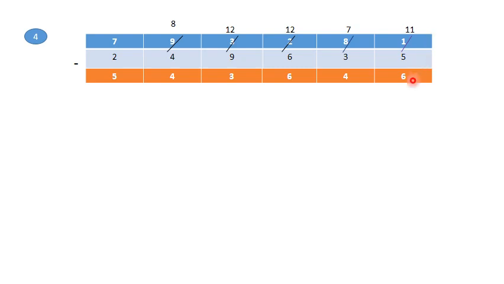11 minus 5, 6. Or you can do 6 plus 5, 11. 7 minus 3, 4. 12 minus 6, 6. 12 minus 9, 3. 8 minus 4. Come on student, what is 8 minus 4? 4. Yes, come on. 7 minus 2, 5. Let's see the next one.